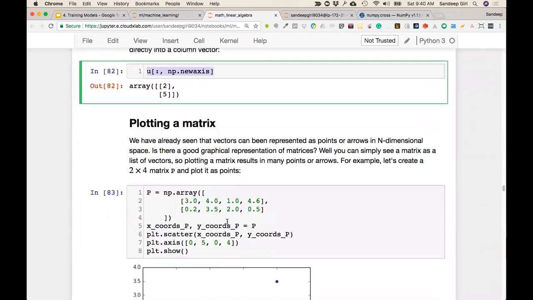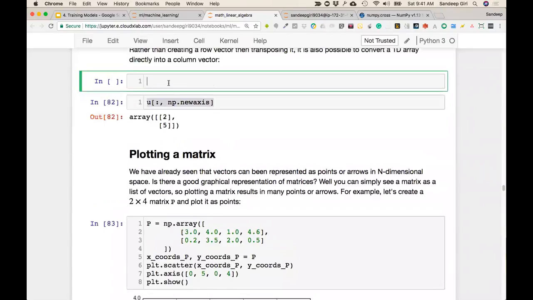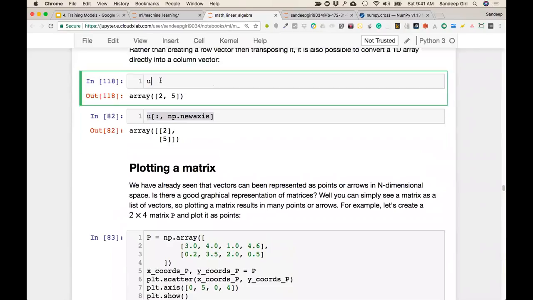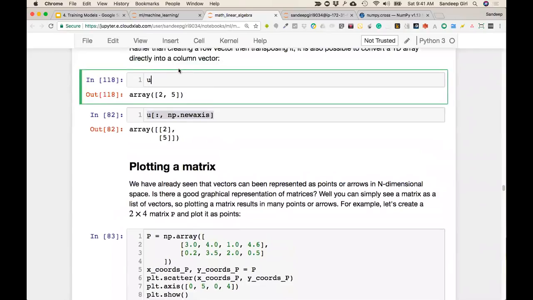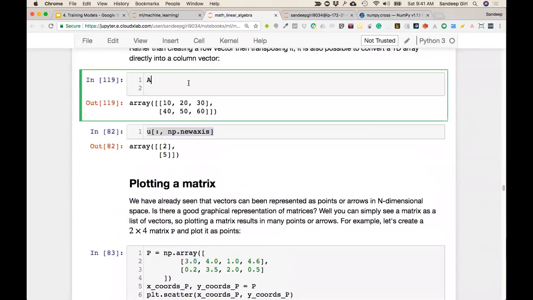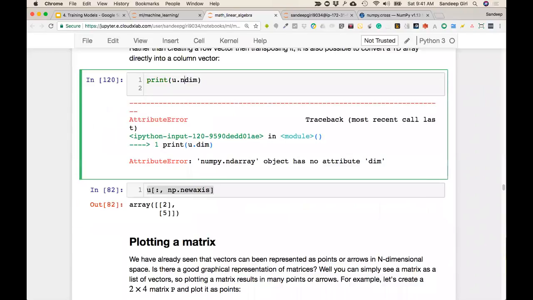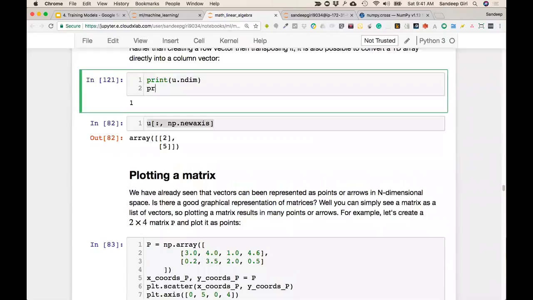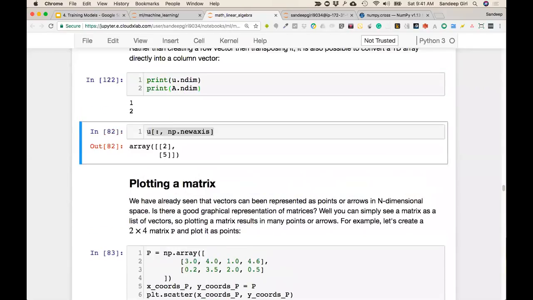A question from Gopi: how does it know whether it's a matrix when you type U and type A? Both are ND arrays, correct? But dimensions, if you take a look, U, right, and A, right, correct? So if you say print U dot ndim, and print A dot ndim, okay. So you can see the difference. The first one is a vector and the second one is a matrix.